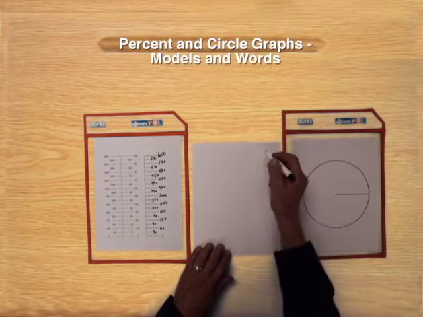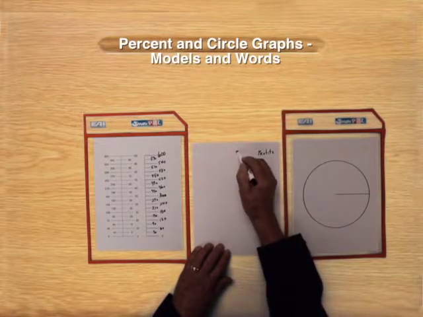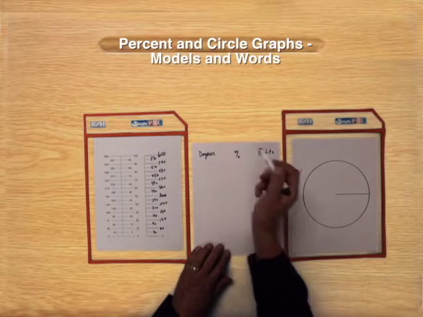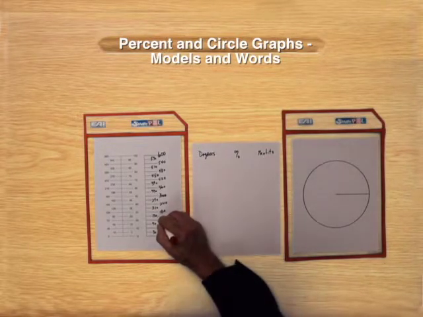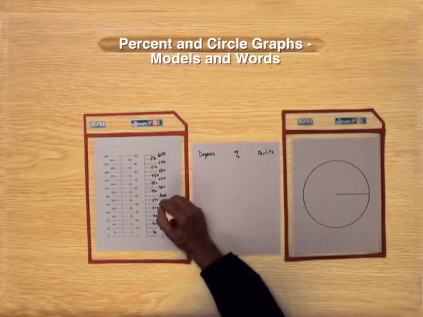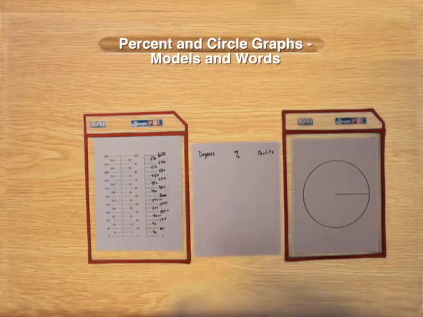So we're dealing with three things. We're dealing with the profits, the percent, and the degrees. So let's look at, again, the three numbers that we saw in our first video. We're going to look at $150 in profits, $180 in profits, and $270 in profits. And the question is, how do we draw a circle graph for these three amounts?